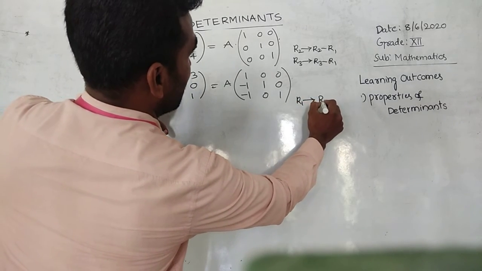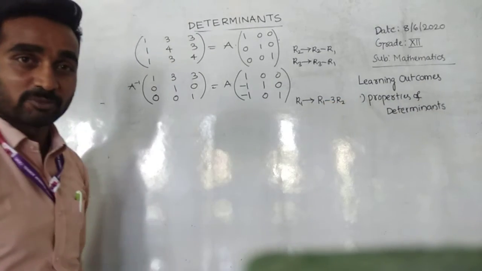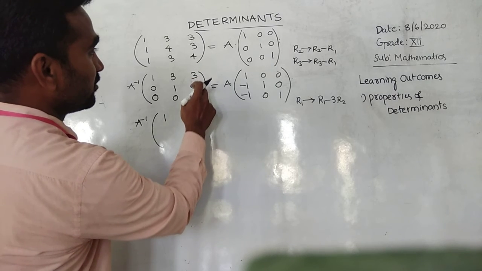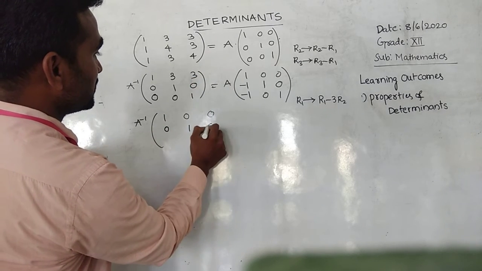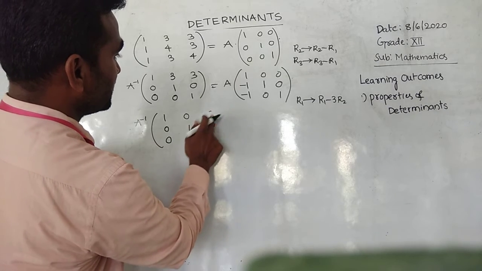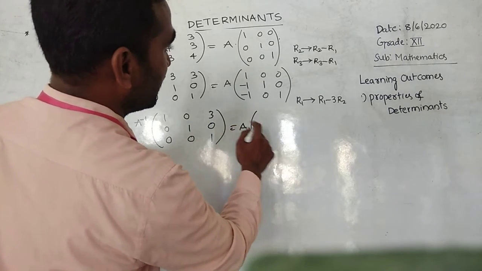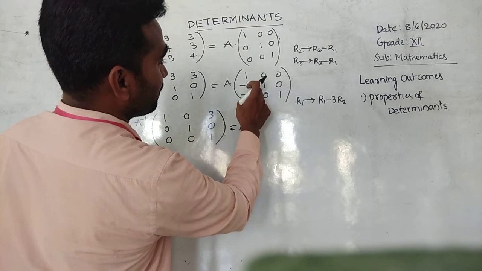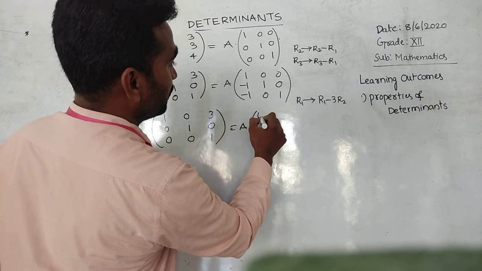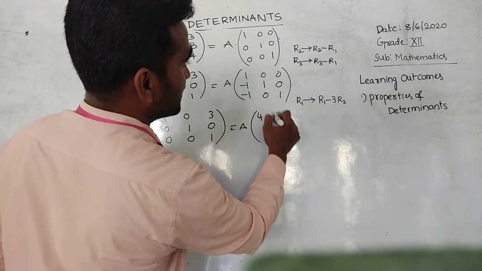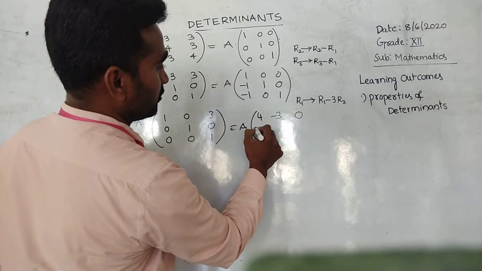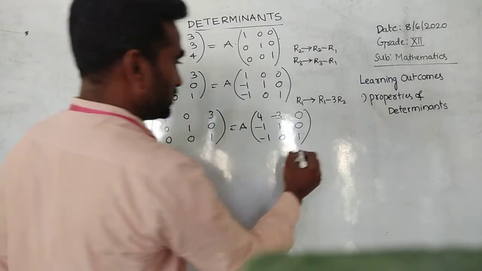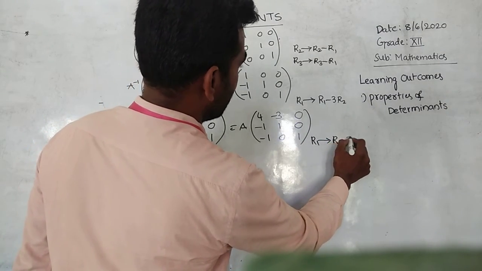R1 implies R1 minus 3R2. So A inverse, 1 0 3 minus 0, 0 1 0, 0 0 1. See here, this is 3. And right side A: 1 minus of minus 3, 0 minus 3, 0 minus 0, 0. Next minus 1 1 0, minus 1 0 1. Last one, make this one 0. Our task is over. R1 implies R1 minus 3R3.